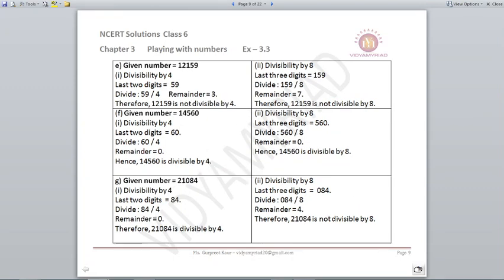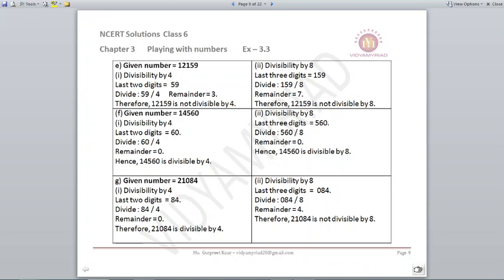E part, the given number is 12159. So 59, let's divide it by 4. Your remainder comes to 3. That means it is not divisible by 4. If we divide 159 by 8, still a remainder is there. So it is not divisible by 8 also.